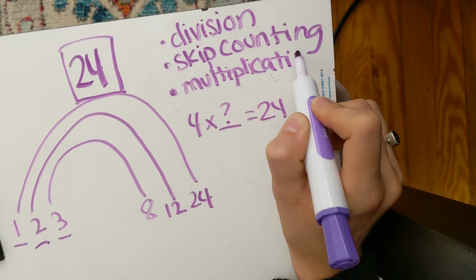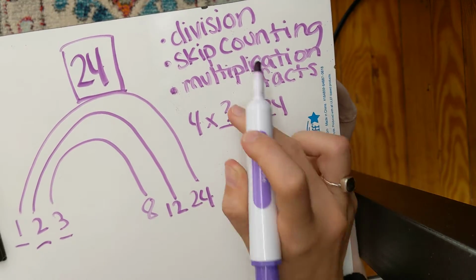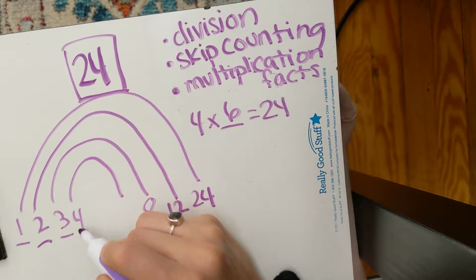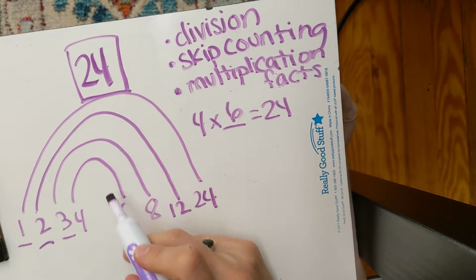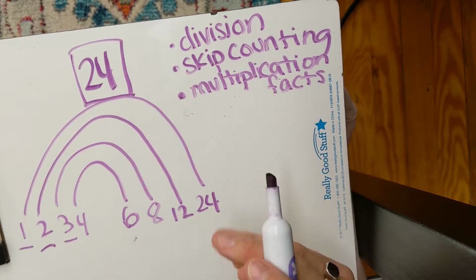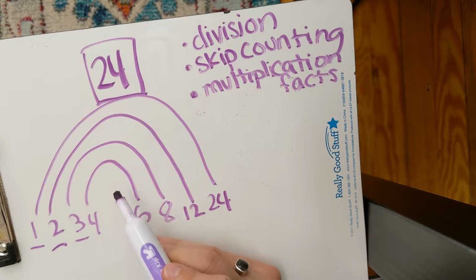I know that 4 times 6 equals 24. So 4 and 6 are factors of 24. All right. Now we need to just double check. We need to figure out, is 5 a factor of 24?